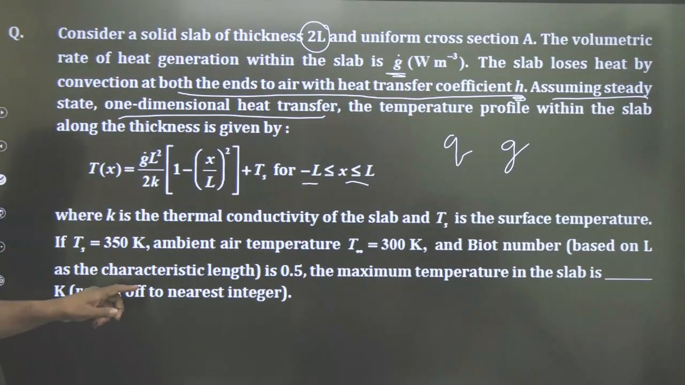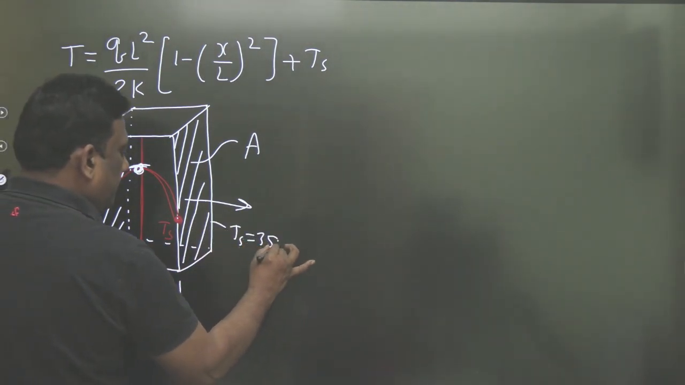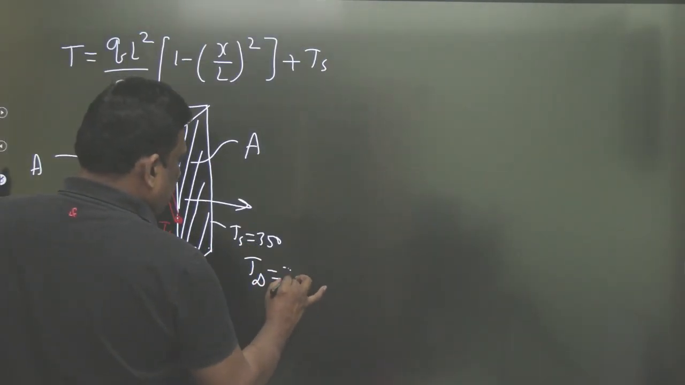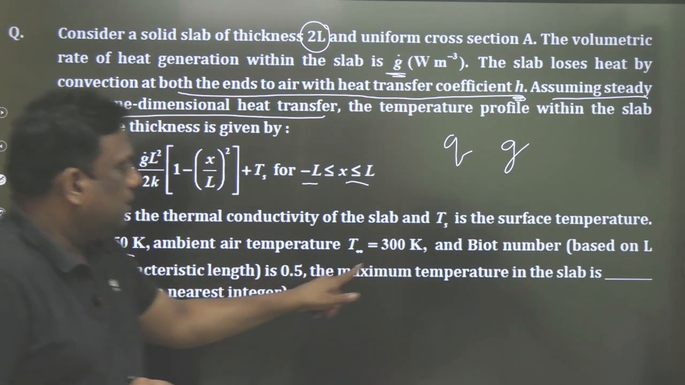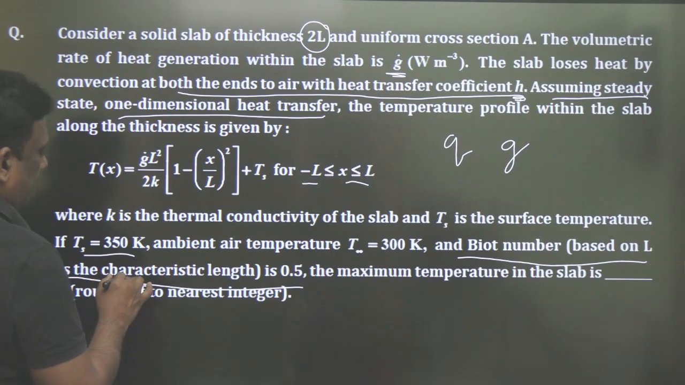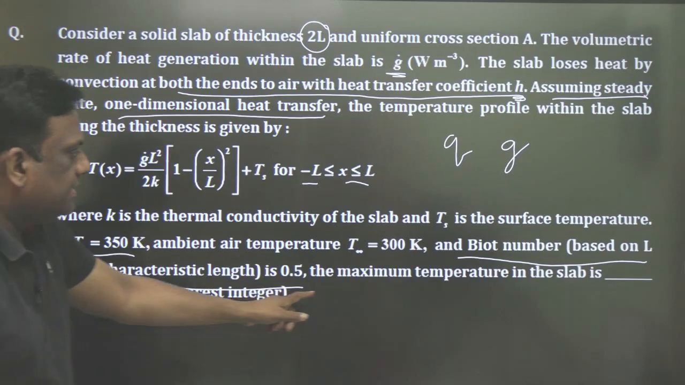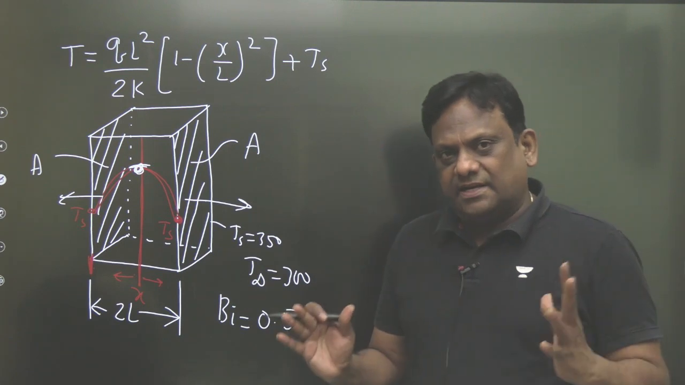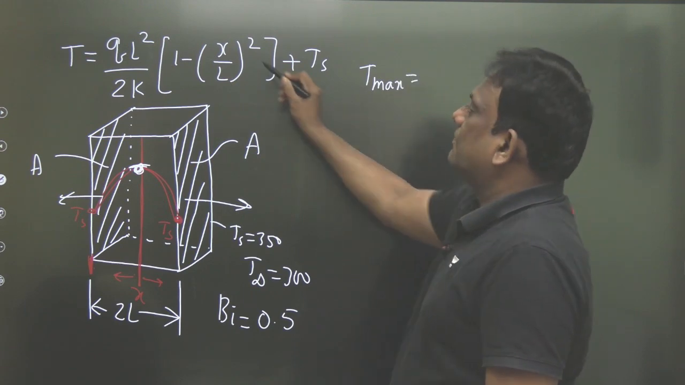So he is asking, see the question. The surface temperature is 350. This surface is 350, this surface is 350, and the ambient is 300. And what is he asking in the problem? The Biot number based on characteristic length is 0.5. The Biot number is given as 0.5. The maximum temperature in the slab is. Where do you find the maximum temperature? When it is a uniform heat generation, it is symmetric on both sides. So the maximum temperature is given by x equal to 0 at the center.